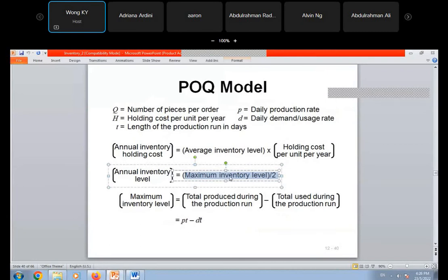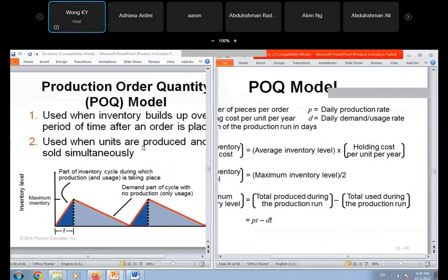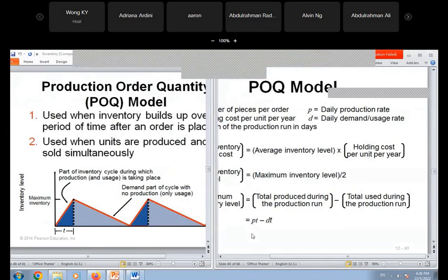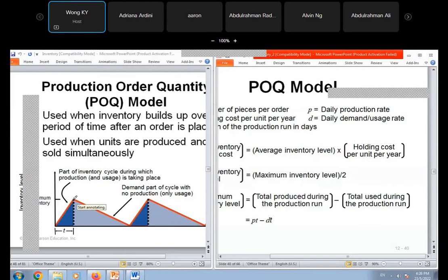Okay, but how to get the maximum inventory level? Maximum inventory level is equal to this, total produced during production run minus total used during production run. If you look at this graph, I explained how we get PT minus DT. Remember, in this phase, production and usage are taking place. Production of the inventory and usage of the inventory is taking place.